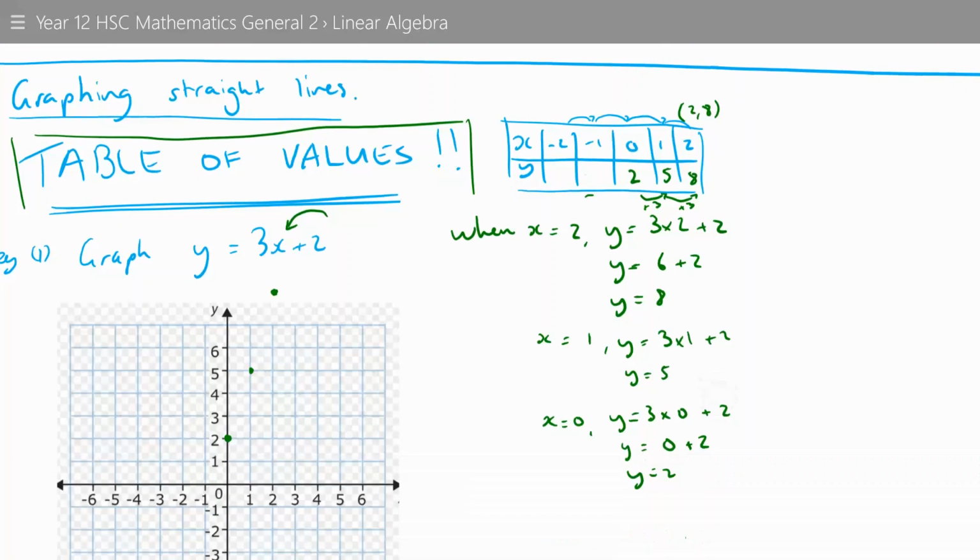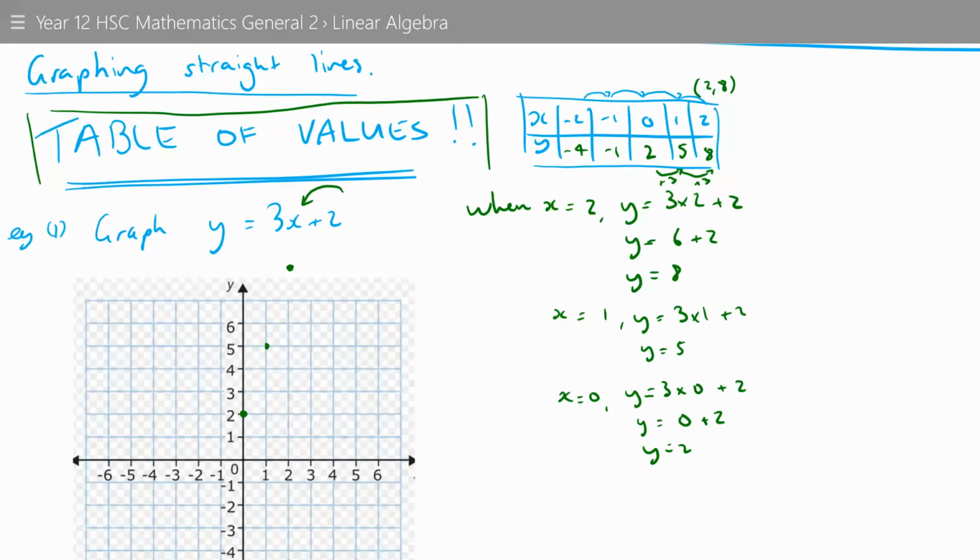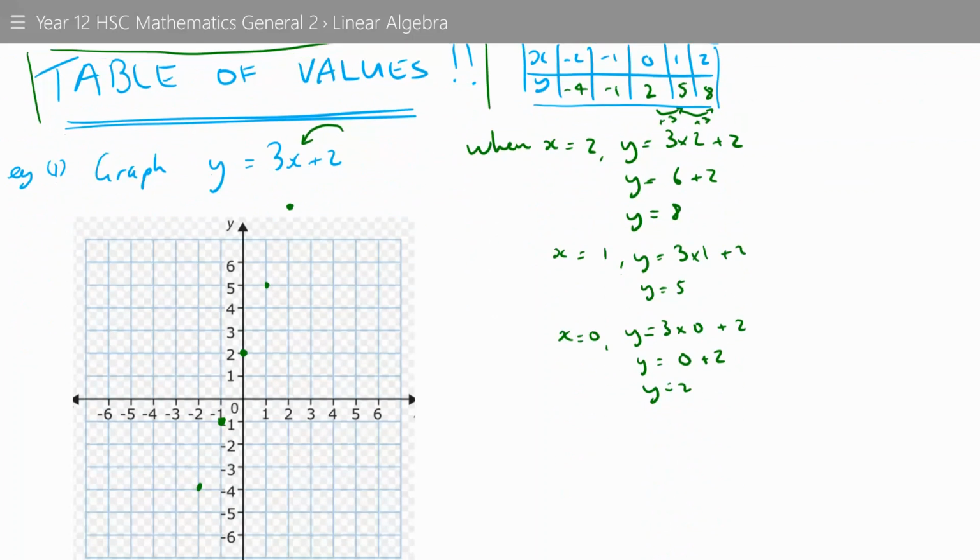So this is going to be minus 1. You can obviously put this in your calculator, and this is going to be minus 4. So let's just plot those ones. Minus 1, minus 1, negative 2, down 4. Get your ruler. You'll be able to do this a bit neater than me.